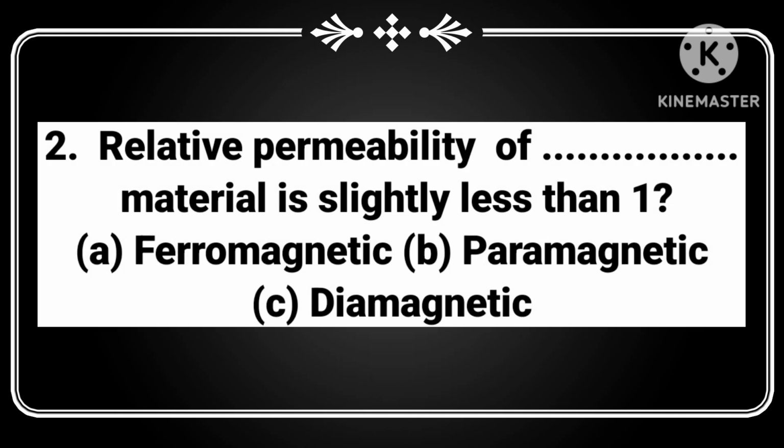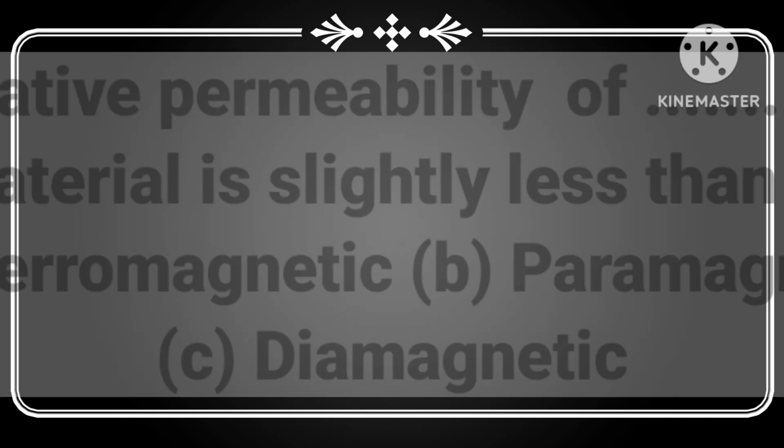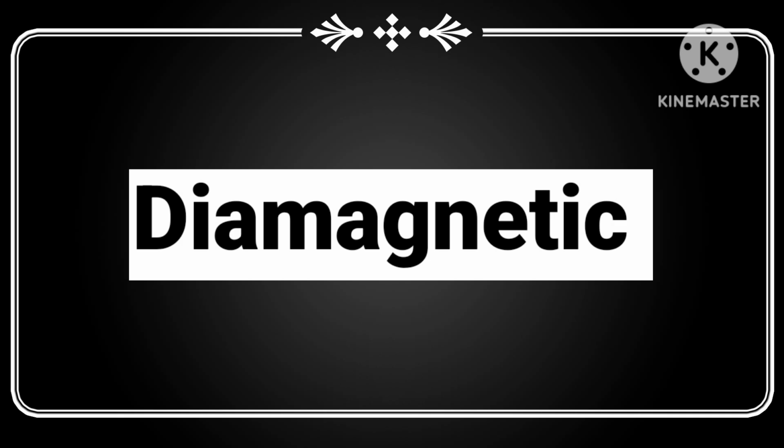Relative permeability of dash material is slightly less than 1. Options: ferromagnetic, paramagnetic, diamagnetic. Correct answer is C. Diamagnetic.